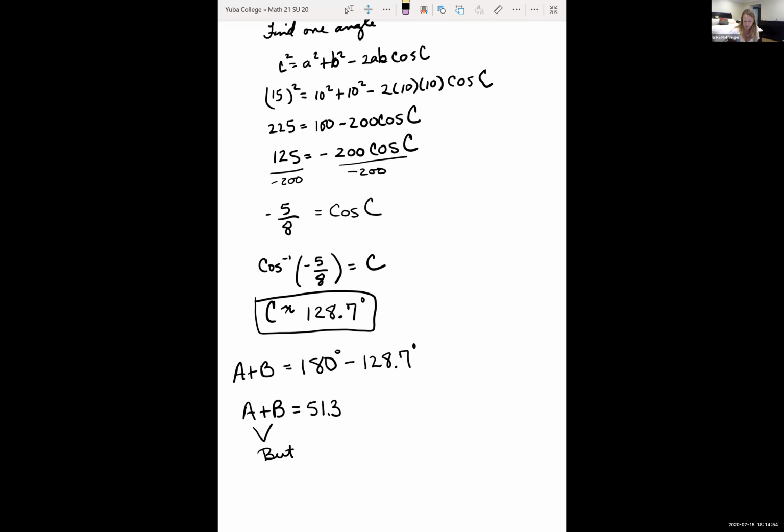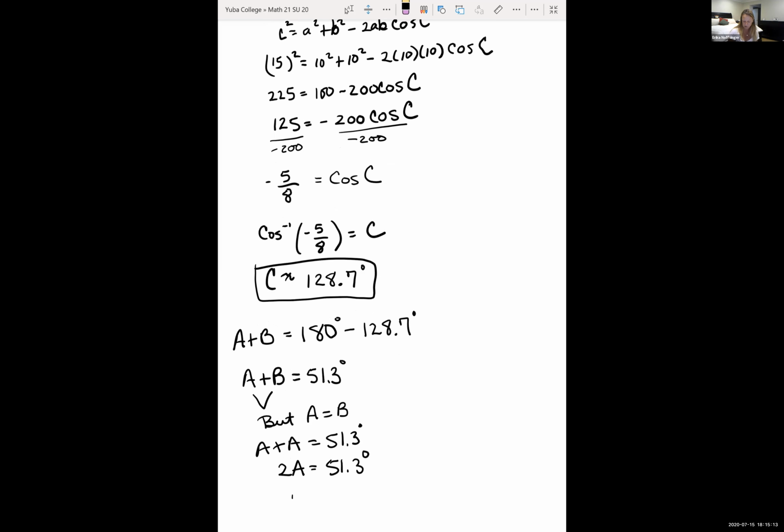But A is equal to B. So that tells me that A plus A is equal to 51.3 degrees. So 2A equals 51.3 degrees. Divide by 2, we get A is equal to about 26.7 degrees, which is the same thing as angle B.